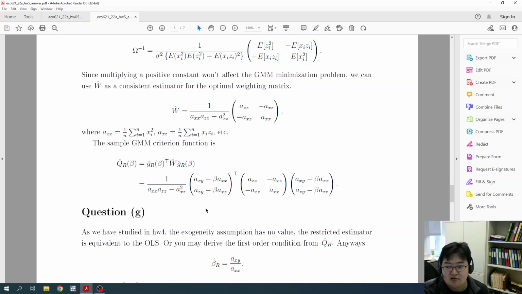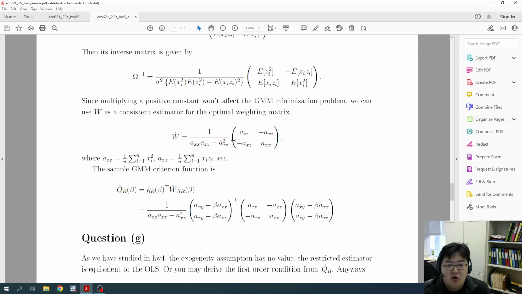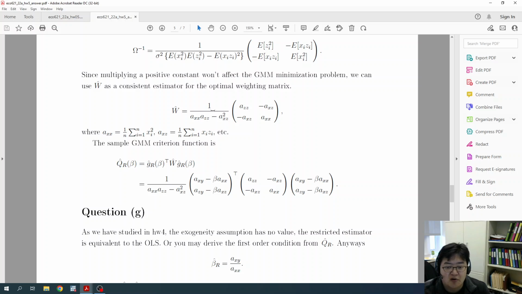The criterion function takes this form, and I'm using this notation for simplicity. Also in your answer, it is very welcome to simplify your notation as long as you define that clearly, right? So please, when you define something, say how you defined it. Most of you just don't say what is A, what is B, and that's another thing I would like to point out. Anyhow, this question is pretty straightforward.